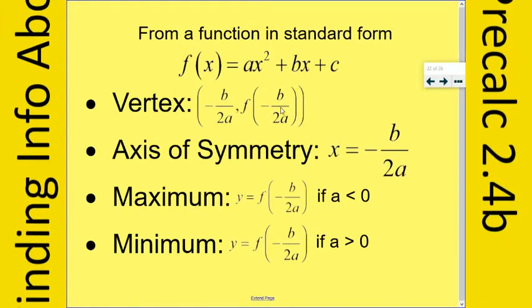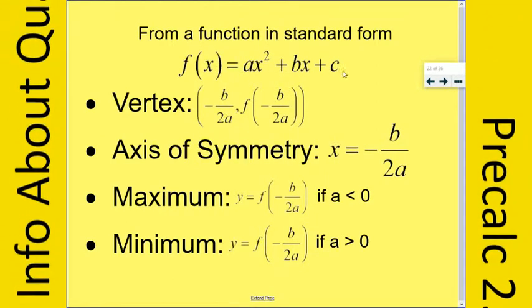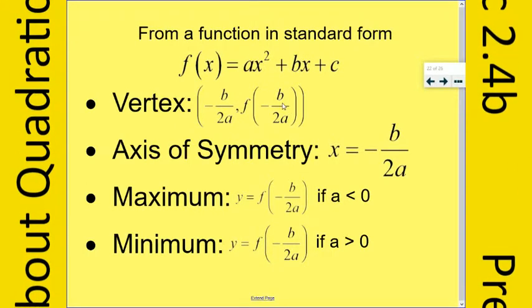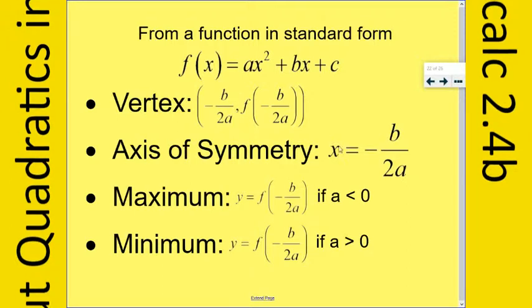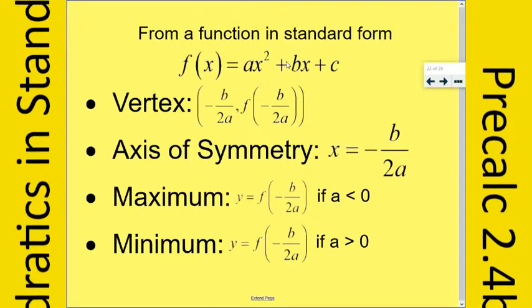We take that number, plug it into our equation wherever we see an x, solve for that number, and that is our y component. Our axis of symmetry is the x component of our vertex, or negative b over 2 times a, if we're in a standard form equation.